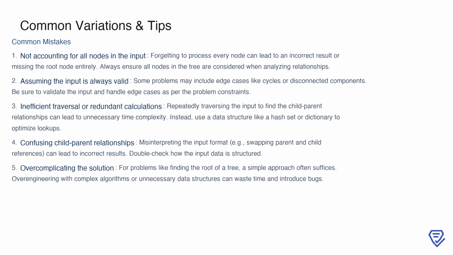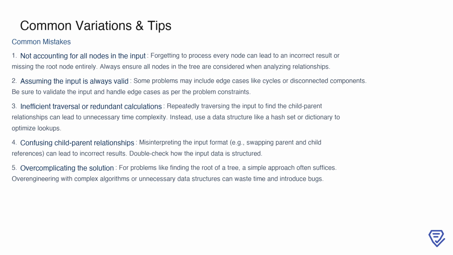Some problems might include edge cases like cycles or disconnected components, which can deviate from a typical tree structure. Always validate the input and ensure your solution adheres to the given problem constraints. Inefficient traversal or redundant calculations can also slow down your solution. For example, repeatedly traversing the tree to determine relationships can increase time complexity unnecessarily. Instead, consider using optimized data structures like hash sets or dictionaries for quick lookups.